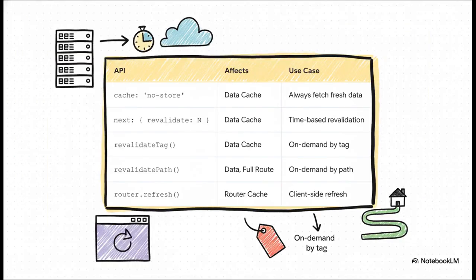So yeah, this table is basically your cheat sheet. It's a fantastic summary of the main tools in your caching toolbox. Whether you need to opt out of a fetch, set a time limit, revalidate on demand with tags or paths, or just refresh what the user is seeing, there's a specific API for the job. Getting comfortable with these is really the key to mastering your app's performance.